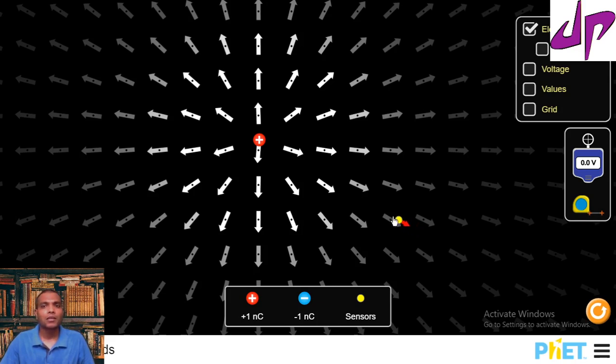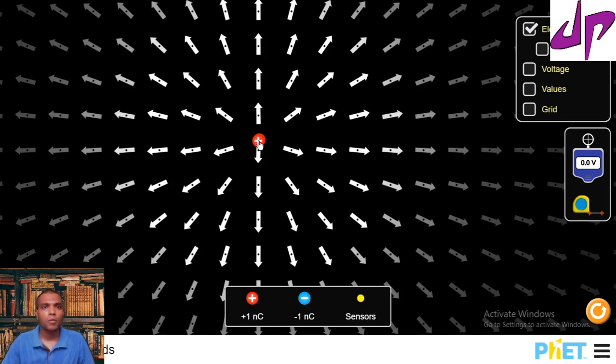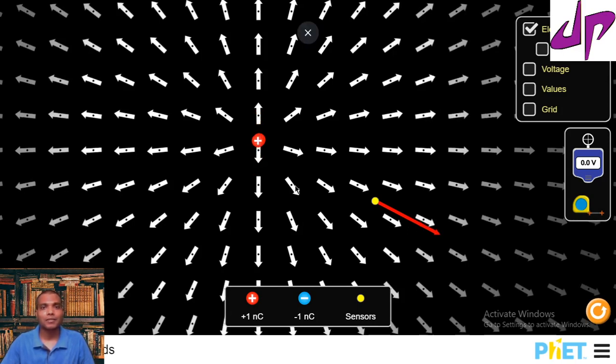So that's why the electric field strength decreases. Suppose I increase the quantity of charge, now I am adding one more nanocoulomb, totaling 2 nanocoulombs. By adding 2 nanocoulombs, here you can see the strength of the electric field is increased. If you place a test charge there, you can understand. Suppose you put one more, now it's 3 nanocoulombs, the strength of the electric field increases. So like that.